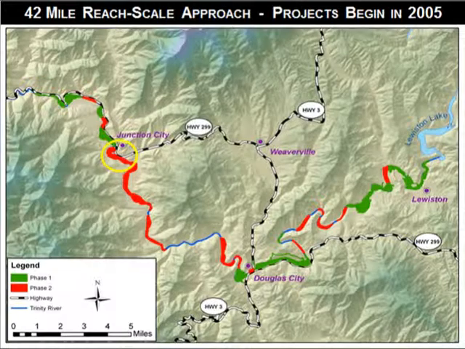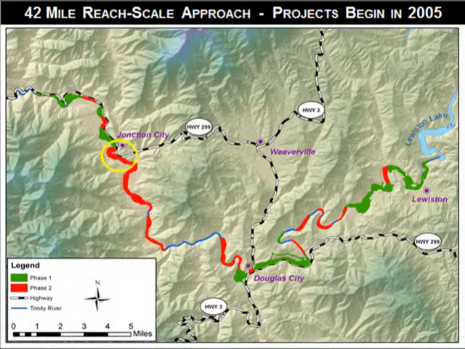The 40 miles of the Trinity, which is the main project area, a 42-mile reach scale approach, starts in Lewiston and ends at the confluence of the North Fork. The green polygons show projects that have been completed as part of our Phase 1 program. We're well underway into the Phase 2 program. One of the sites I'm going to be referencing today is a project at Upper Junction City, near the small town of Junction City in California.